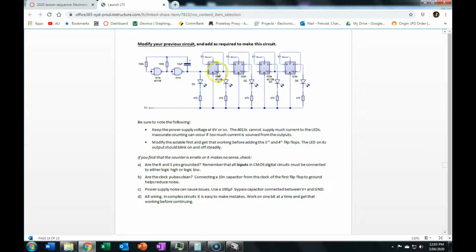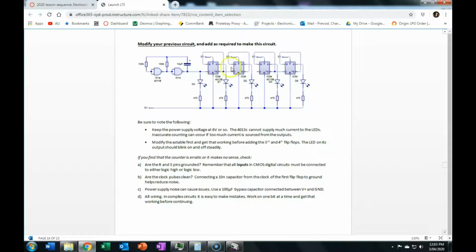So connecting this not Q to D makes it a toggle type, and you can see that they are cascaded, and well, the connection's not here, but it should be, where the output of each flip-flop is feeding into the clock input of the next flip-flop, and we call that a ripple counter.